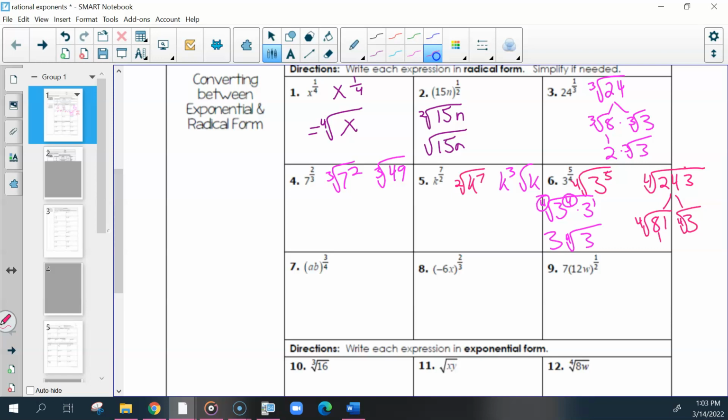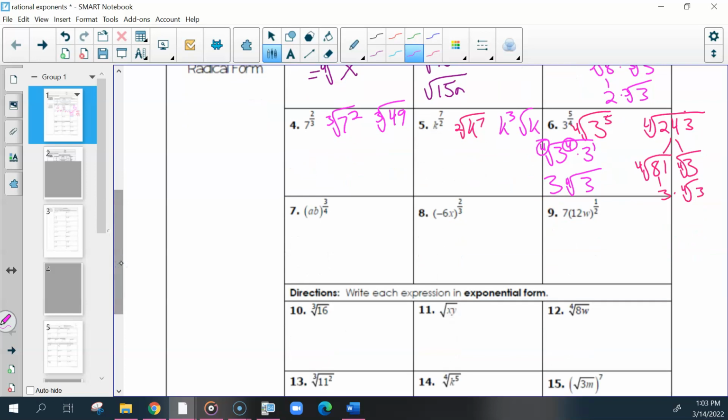And the fourth root of 81 is 3. There we go, that makes more sense. So we could do it either way. It's your preference. All right, let's move on to 7.